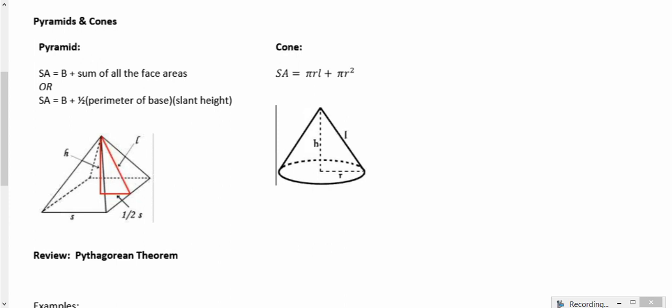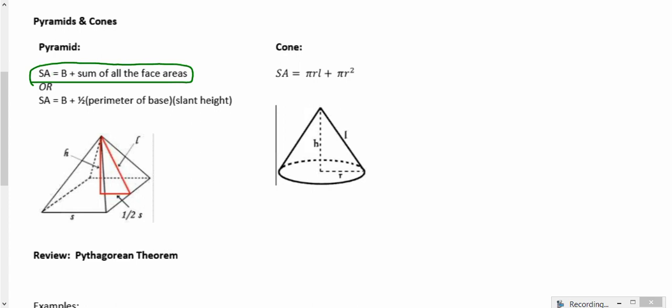If you look at the shape in that manner, you're using this formula. So the area of the base, which would be S squared, or S times S, and the sum of all its faces. Each face is a triangle, so therefore you're going to use the triangle formula, 1/2 base times height.